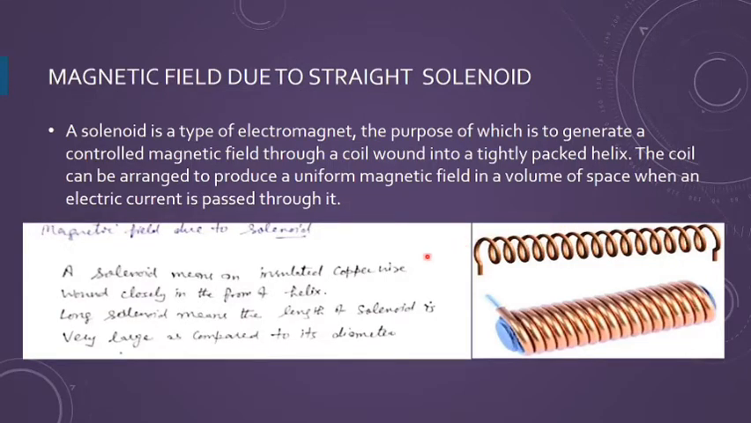We are talking about the straight solenoid. You can call it a straight solenoid or a long solenoid, when the length of the solenoid is very large as compared to its diameter. So this is actually a straight solenoid, and you should write the magnetic field due to a straight solenoid. So the solenoid is clear to you. Now we will look at finding the magnetic field due to it.